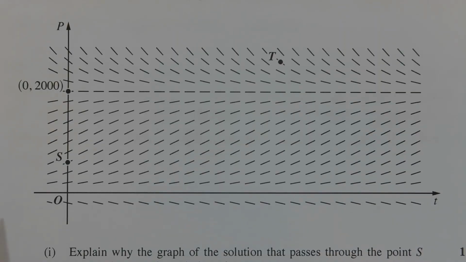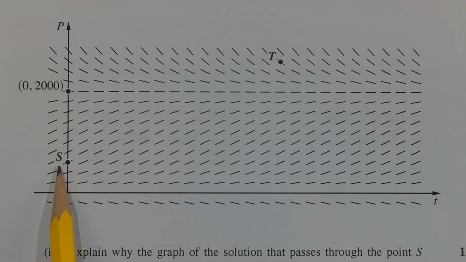Let's examine the behaviour of the tangent lines as we move from point S to point T on the direction field. Let's start at point S. If we move horizontally along, we can see that the gradients of the tangent lines are identical, and positive. So the rate of change of the population with respect to time is positive, so the population is going up.